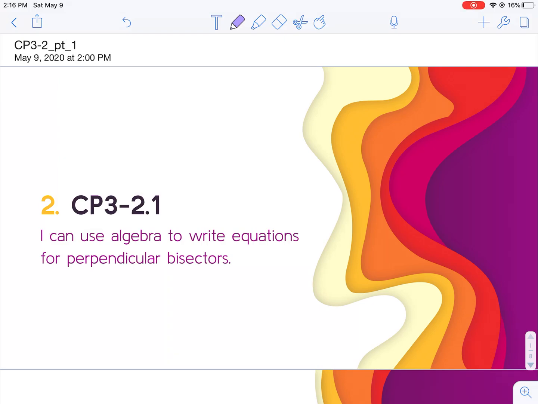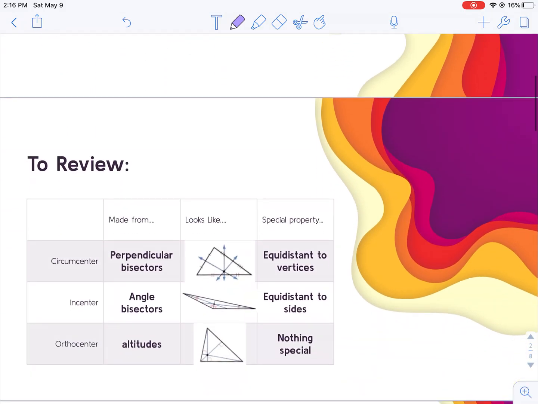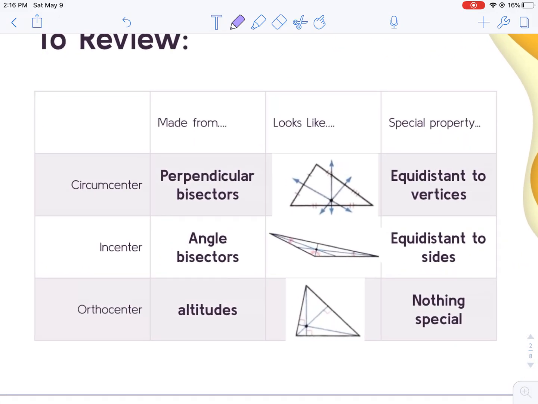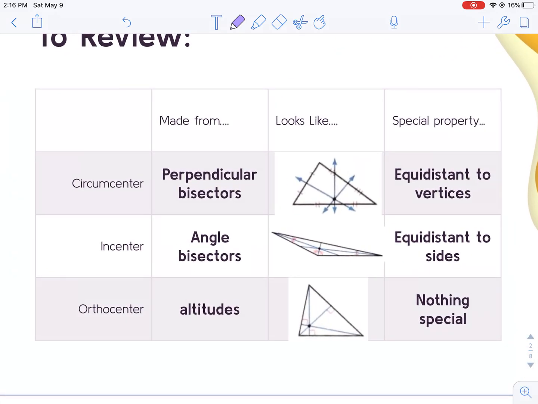On CP3-2 Part 1, we're going to be using algebra to write equations for perpendicular bisectors. So we're going to quickly review circumcenters, incenters, and orthocenters. Hopefully that's all review. When we're trying to find circumcenters, we need to use the perpendicular bisectors. So today we're going to practice writing equations for perpendicular bisectors given two endpoints.